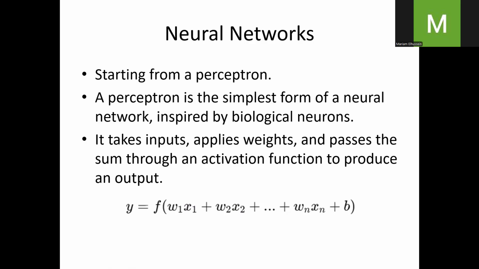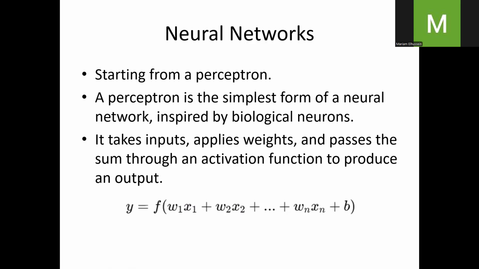So it starts from a perceptron. A perceptron, which is a neuron, is the simplest form of a neural network, and it is basically inspired by how our brains are wired. It takes inputs, applies weights, and then passes the sum of these weighted inputs into an activation function that calculates a certain output. This is the simplest neuron that works.